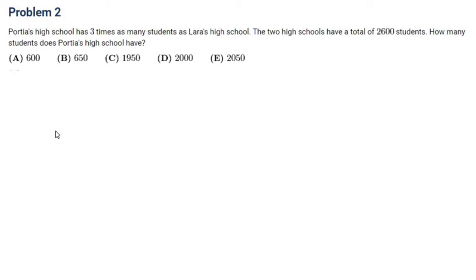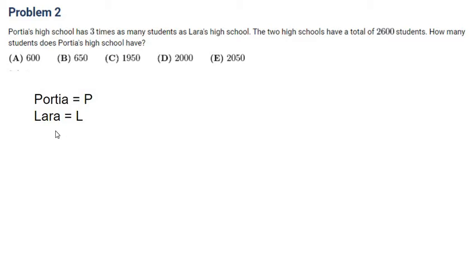Problem 2 reads, Portia's high school has 3 times as many students as Laura's high school. The two high schools have a total of 2,600 students. How many students does Portia's high school have? So in this problem, we're given that Portia's high school has P amount of students, and Laura's high school has L amount of students. So we're denoting Portia's high school as P and Laura's high school as L.